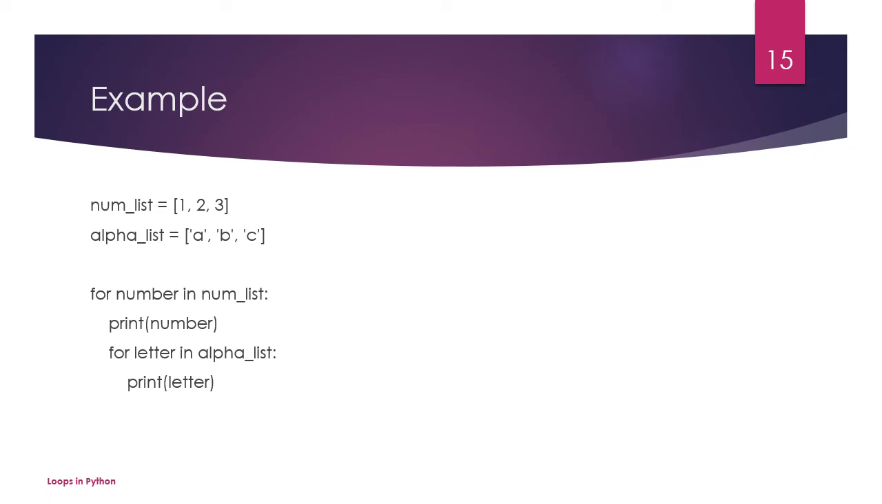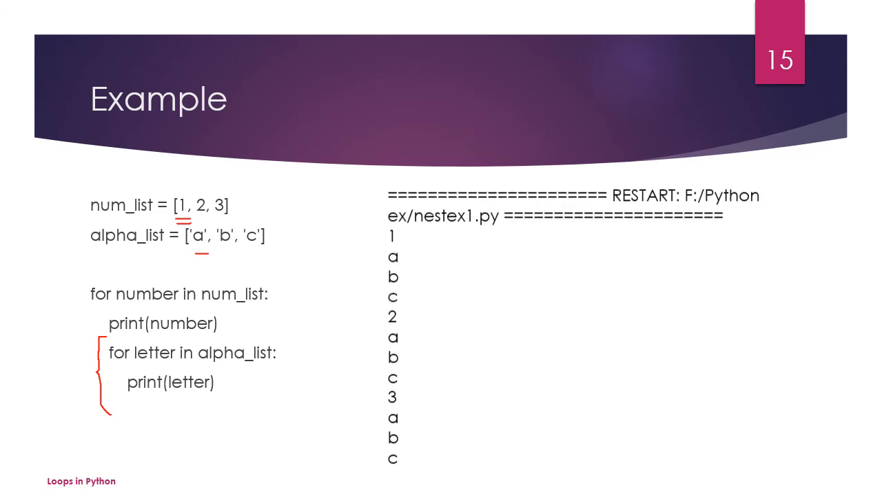For number in num list, there are values in this num list. So the number variable is assigned the value 1, which is the first item's value, and inside the loop, it is displayed. Then comes execution of the inner loop. For letter in alpha list, letter is assigned the value of the first item A and it is displayed. Then the inner loop again will continue execution until its sequence list is complete. So we'll get output as here.